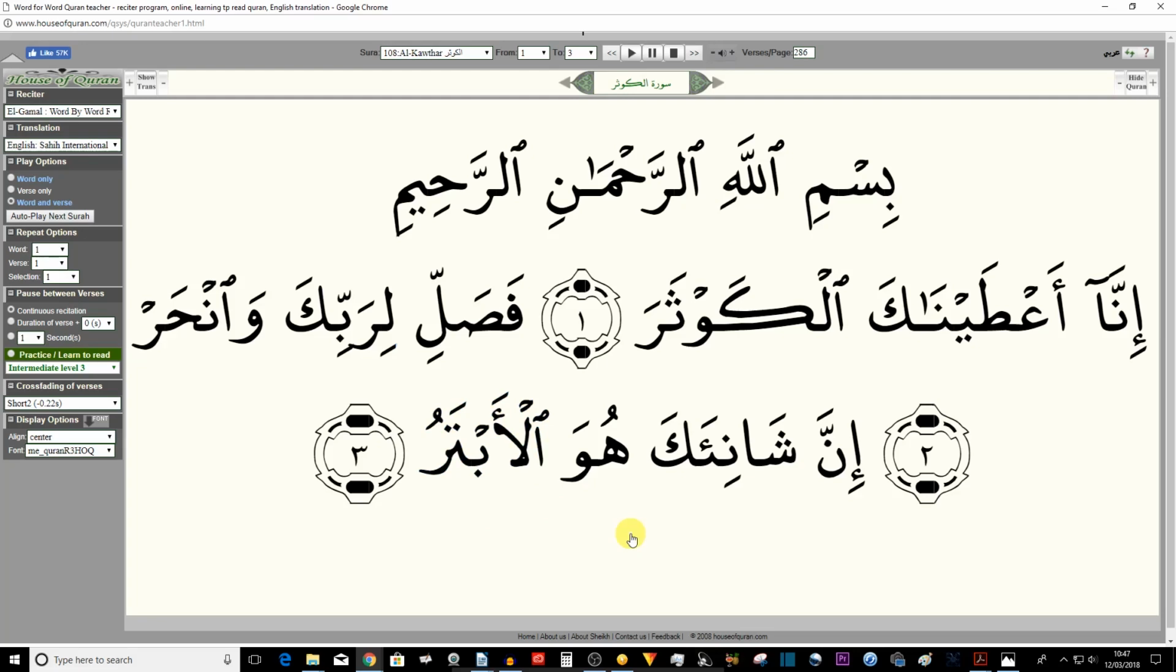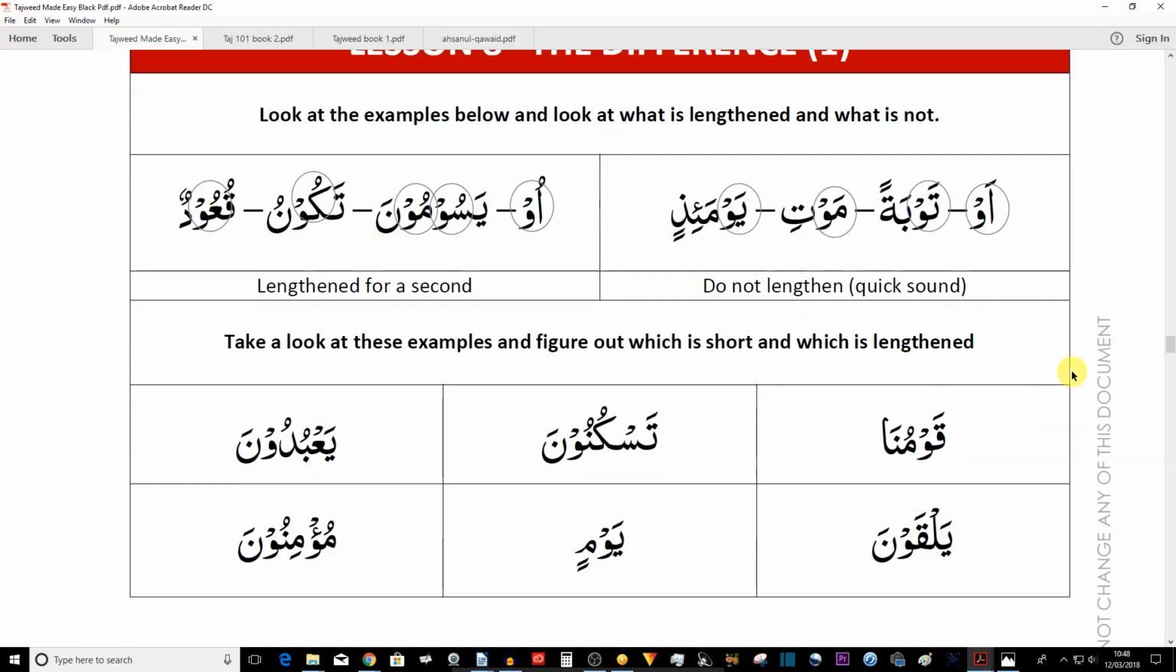أعوذ بالله من الشيطان الرجيم بسم الله الرحمن الرحيم إنا أعطيناك الكوثر فصل لربك وانحر إن شانئك هو الأبتر.